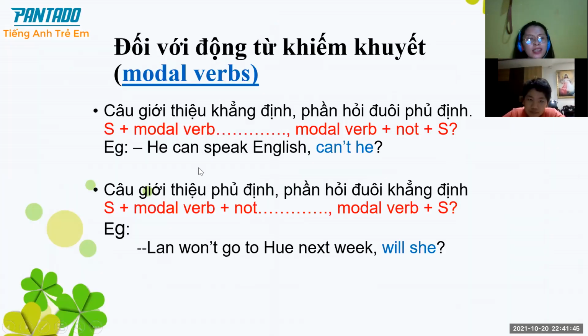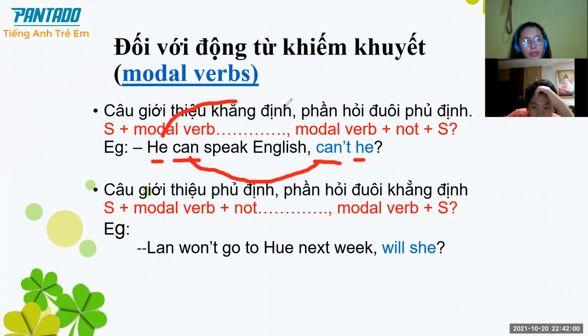So we can have, he can speak English, can't he? As you can see here, he can speak English. So can not he? We use the word can and we use the word he. Am I right?